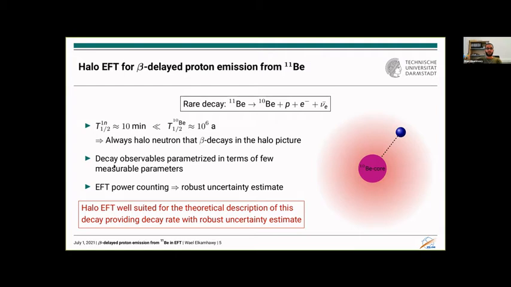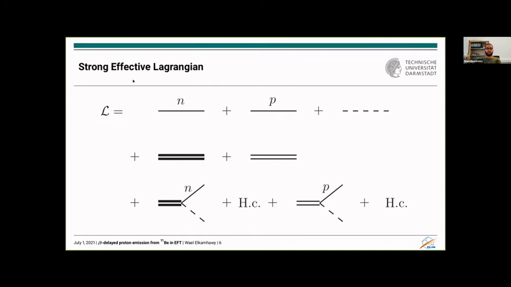And in Halo EFT, the decay observables are parameterized in terms of a few measurable parameters. And thanks to our EFT power counting, we can make predictions with a robust uncertainty estimate. Therefore, Halo EFT is well suited for the theoretical description of this decay and also provides robust uncertainty estimates. And with that, I want to show you first the strong effective Lagrangian we're using.